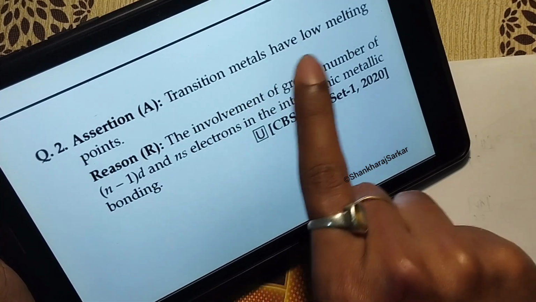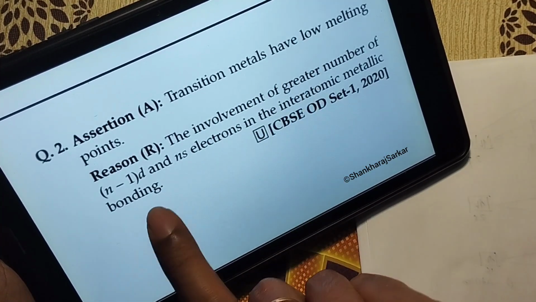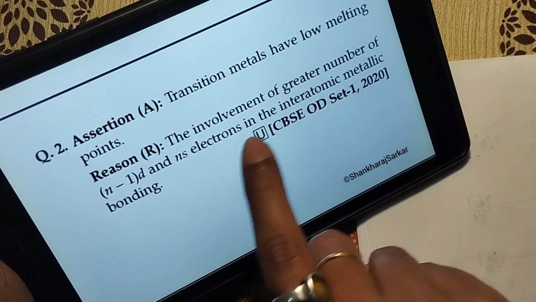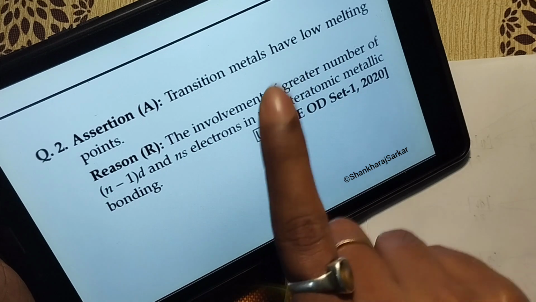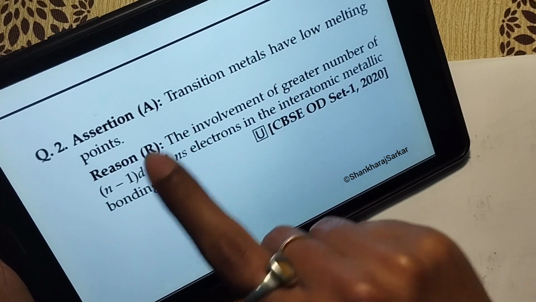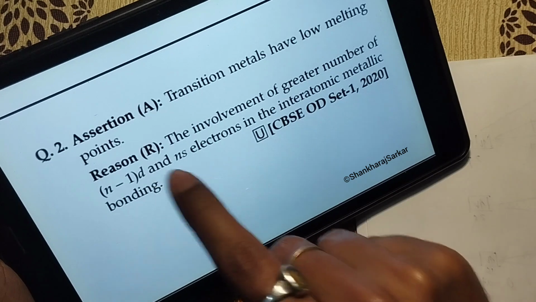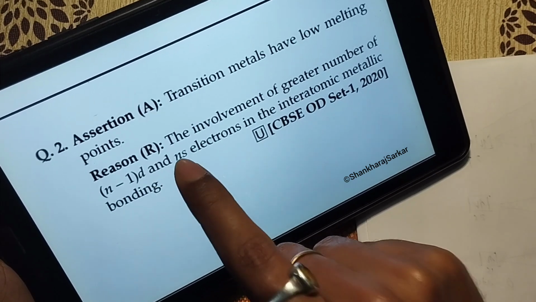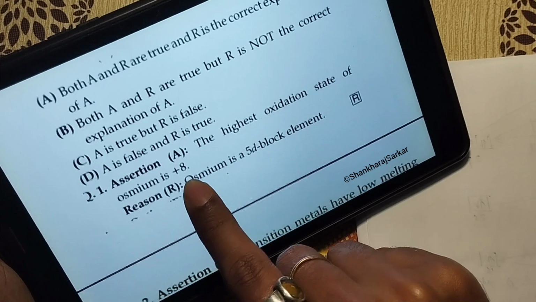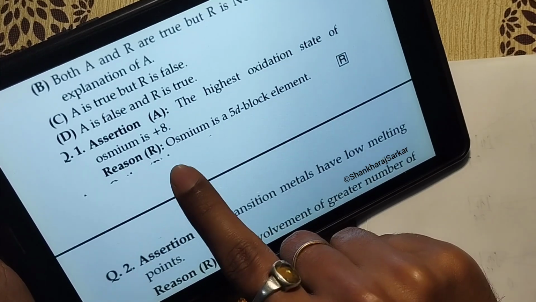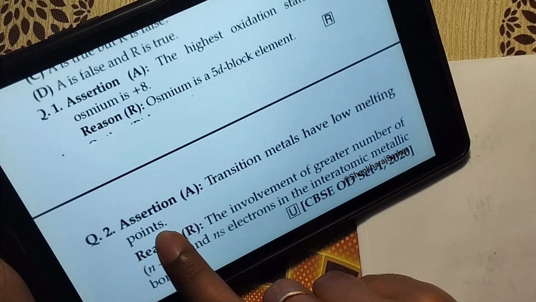Next, the assertion is that transition metals have low melting points, and the reason is the involvement of a greater number of (n-1)d and ns electrons in the interatomic metallic bonding. We know that transition metals have very high melting points. So the assertion is wrong, but the reason is correct, because this is the correct explanation for the high melting point of transition metals. So option D is the correct option, because the assertion is wrong but the reason is correct.